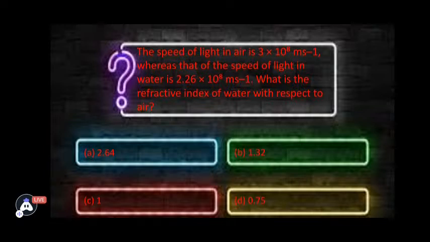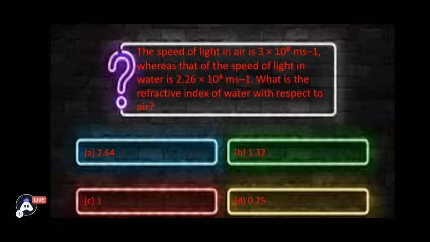The speed of light in air is 3 into 10 to the power 8 meter per second, whereas the speed of light in water is 2.26 into 10 to the power 8 meter per second. What is the refractive index of water with respect to air? So you have the speed of light in air, that is 3 into 10 to the power 8 meter per second. The speed of light in water is 2.26 into 10 to the power 8 meter per second.